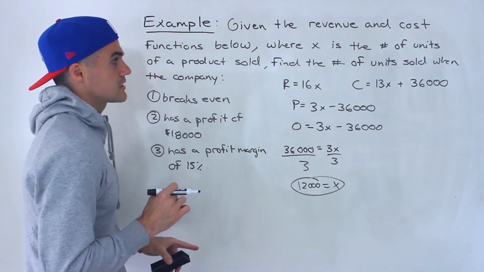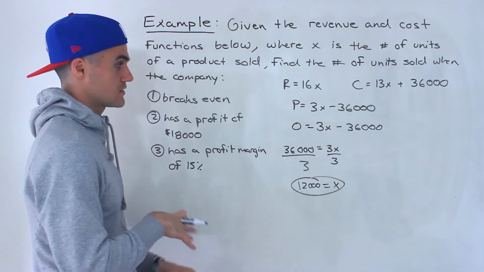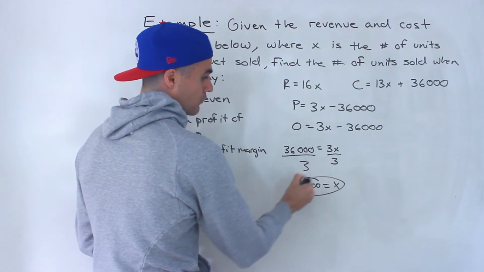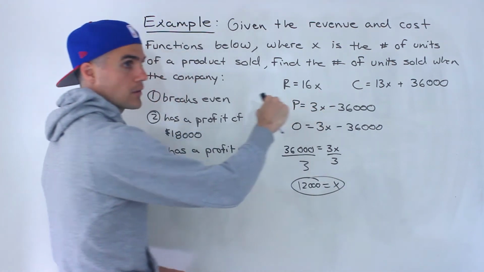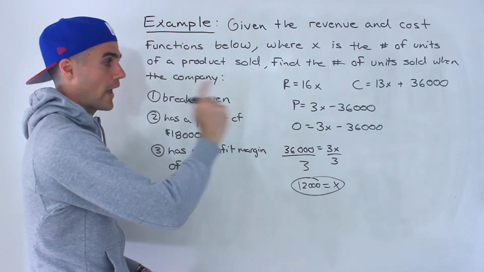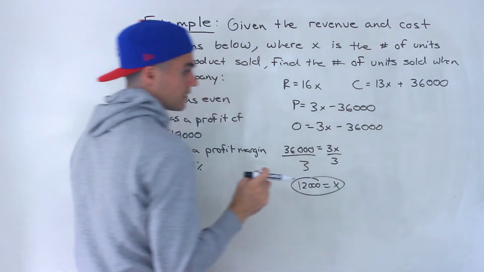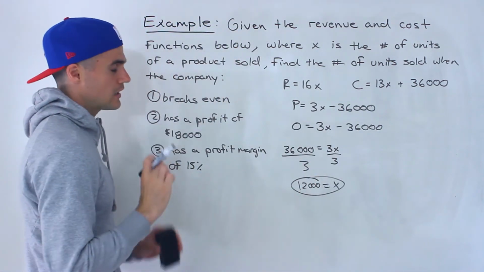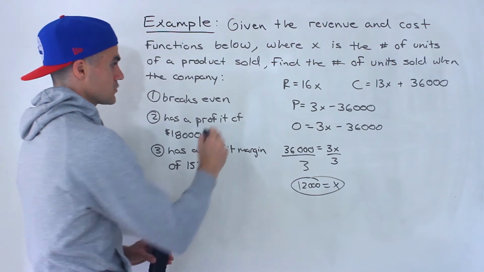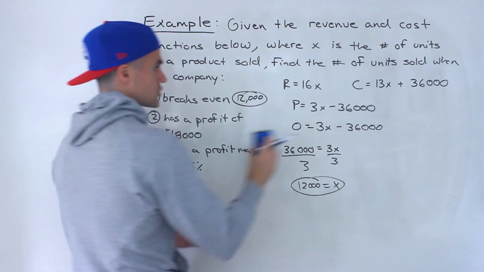But they may ask, what is the revenue when the company breaks even? We'd follow the same steps here, but then we'd have to take this 12,000 and plug it in here. Or maybe they'll ask, what is the cost when the company breaks even? We take the 12,000 and plug it in here. So just be really careful with what the question is asking. So 12,000 is the answer to question one.